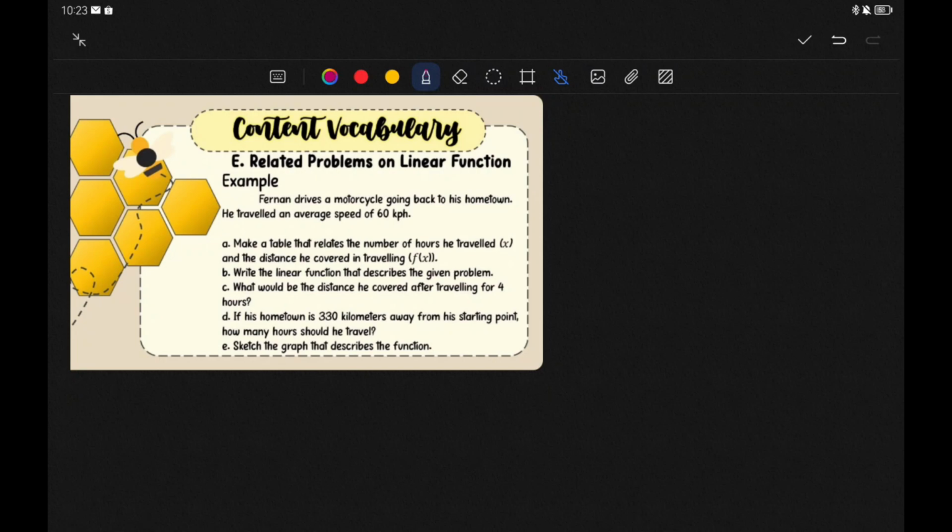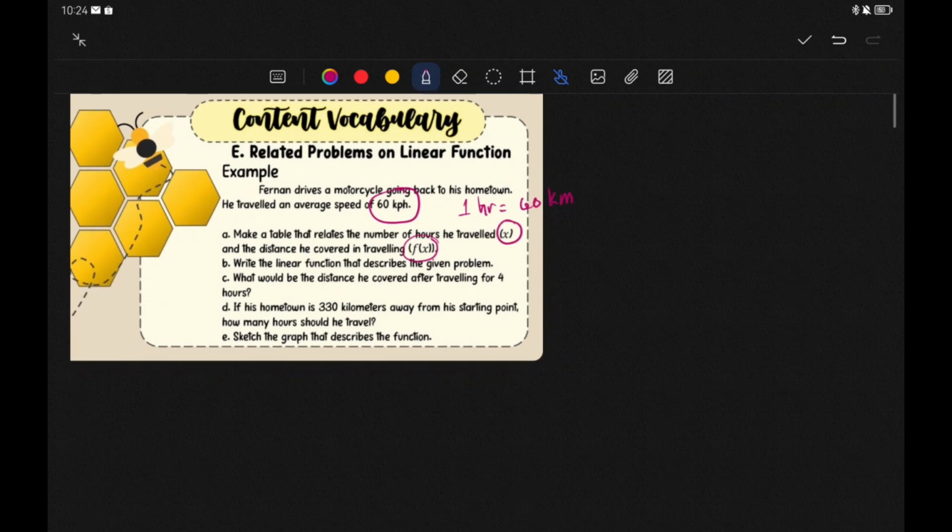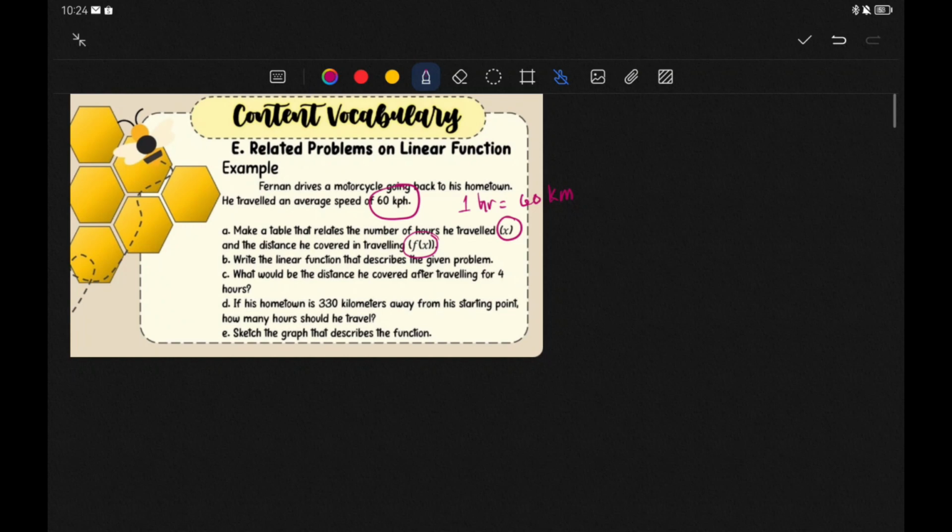Now, let's answer letter A. Make a table that relates the number of hours he traveled, or x, and the distance he covered in traveling, or f of x. So, we are going to make a table. Since this is 60 kilometers per hour, that means 1 hour is equal to 60 kilometers. So, we are going to make a table out of that. So, this is letter A.